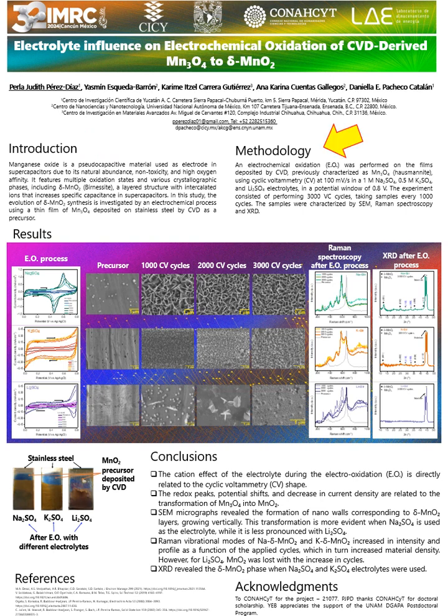Now, how did we do it? Well, we performed the electrochemical oxidation of the Hausmannite films previously deposited on stainless steel using the CVD technique. It consisted of applying cyclic voltammetry for 3000 cycles at a scan rate of 100 millivolts per second in sodium sulfate, potassium sulfate, and lithium sulfate electrolytes, within a potential window of 0.8 volts. Samples were taken every 1000 cycles, and they were analyzed using SEM, Raman spectroscopy, and X-ray diffraction.